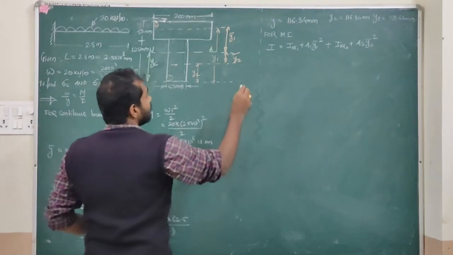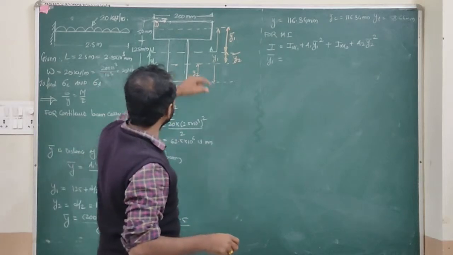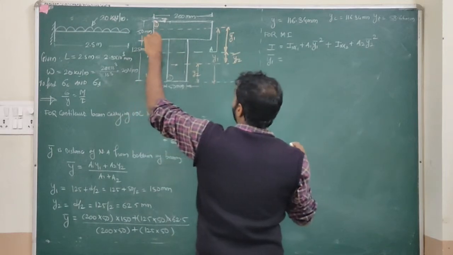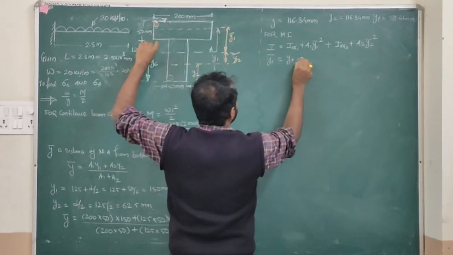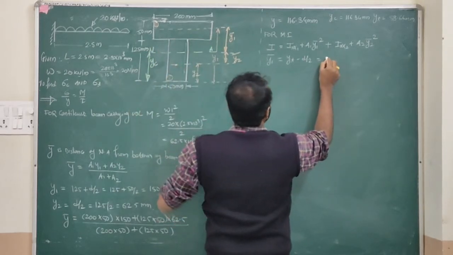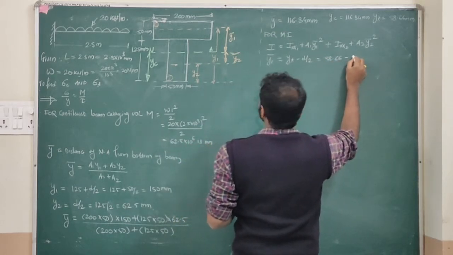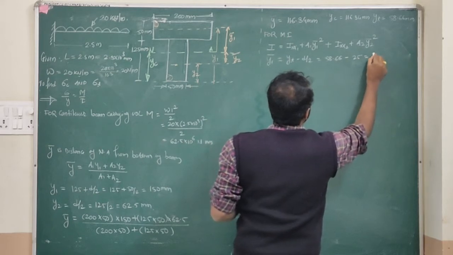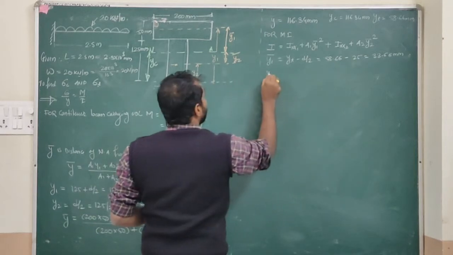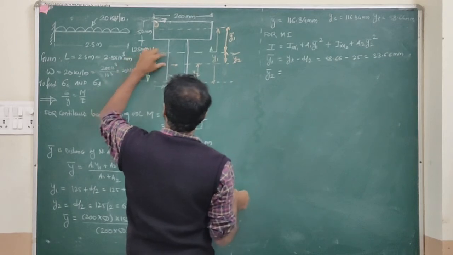Now how to find y1 bar? Y1 bar is the distance of center of gravity of the first element from your neutral axis. So this will be YT minus d by 2. This distance will be d by 2. The value of YT is 58.66, minus d by 2, which is 25. So it will be 33.66 mm.